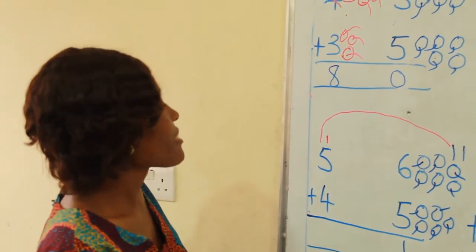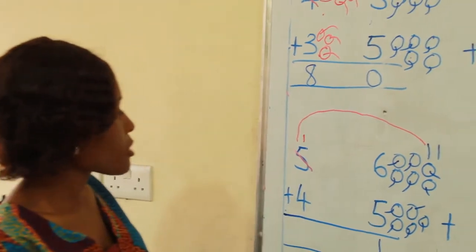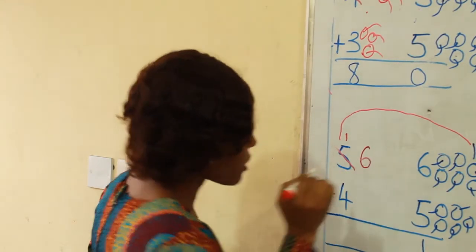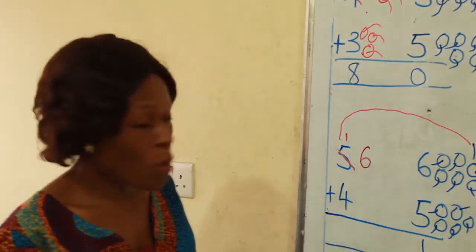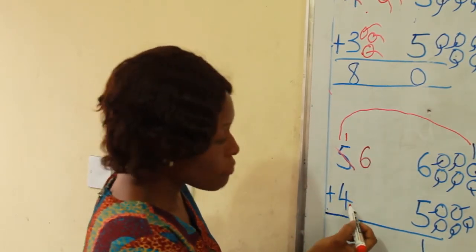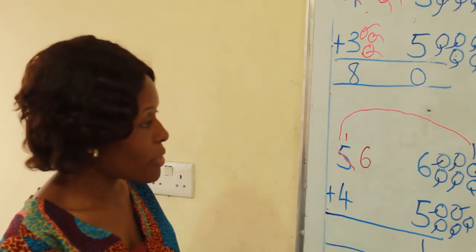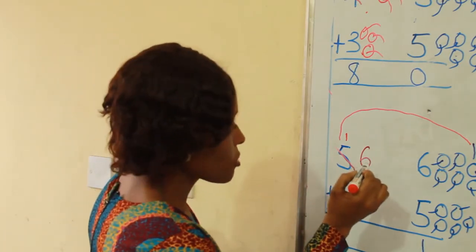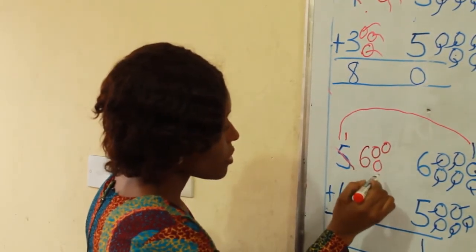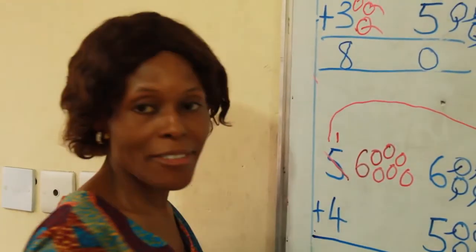The answer is 6. So what should we do? You cancel your 5 because number 5 has become number 6. So you come here and you write 6. Good. And what should we do next? Draw 6 counters for number 6 and 4 counters for number 4. Now let's draw 6 counters for number 6. Count along with me, children. 1, 2, 3, 4, 5, and 6.